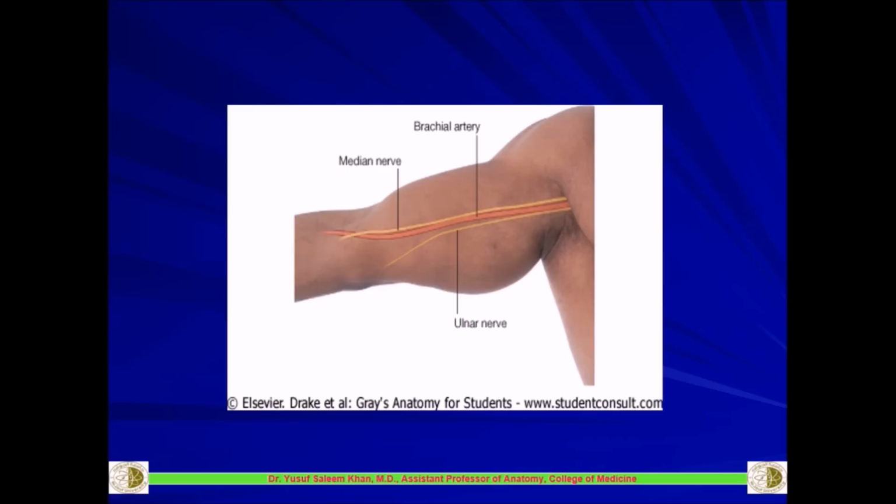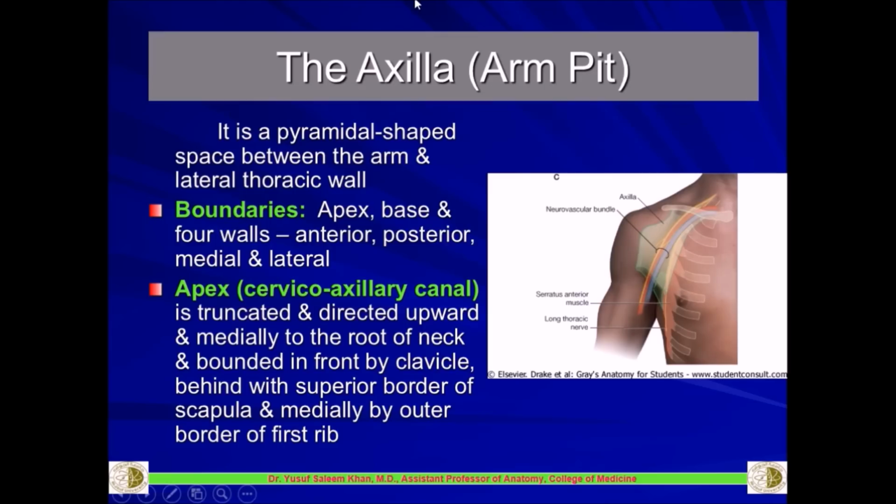So to begin with, this is the site which is called the axilla. This is the area between the arm and the chest wall, the lateral thoracic wall. The other name for axilla is the armpit. In general, it is called the armpit. The medical term is the axilla. It is a pyramidal shaped space between the arm and the lateral thoracic wall.